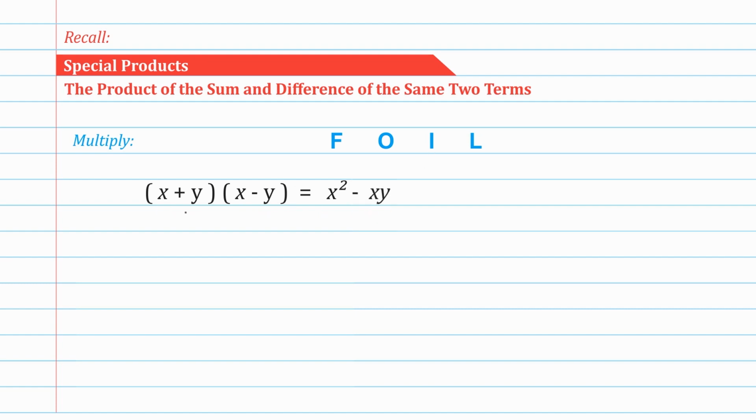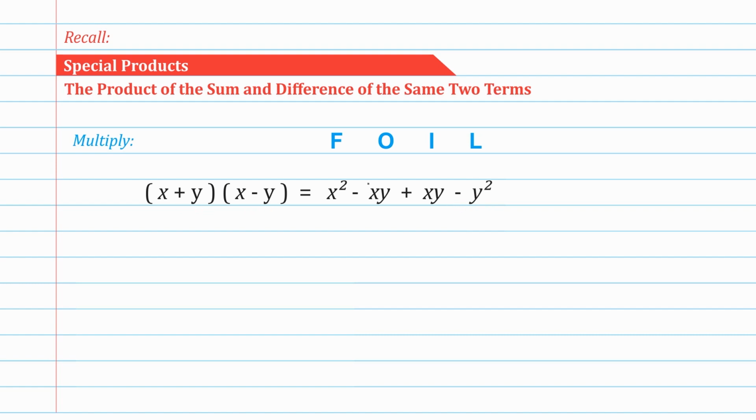Next, I for inner. Our inner terms are y and x. Therefore, it's positive xy. And L stands for last terms. Therefore, y times negative y. Positive times negative is negative. And then y times y is y squared.